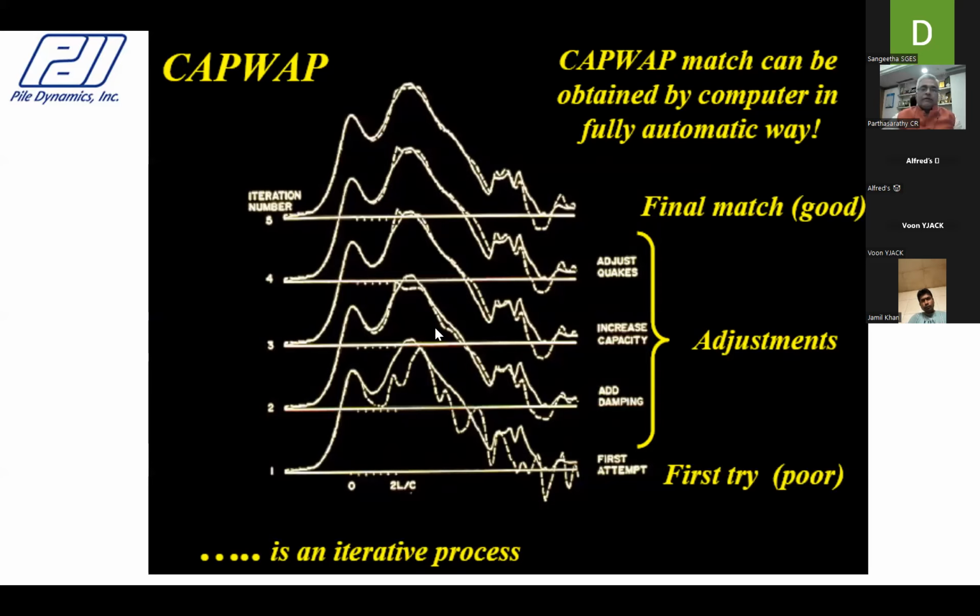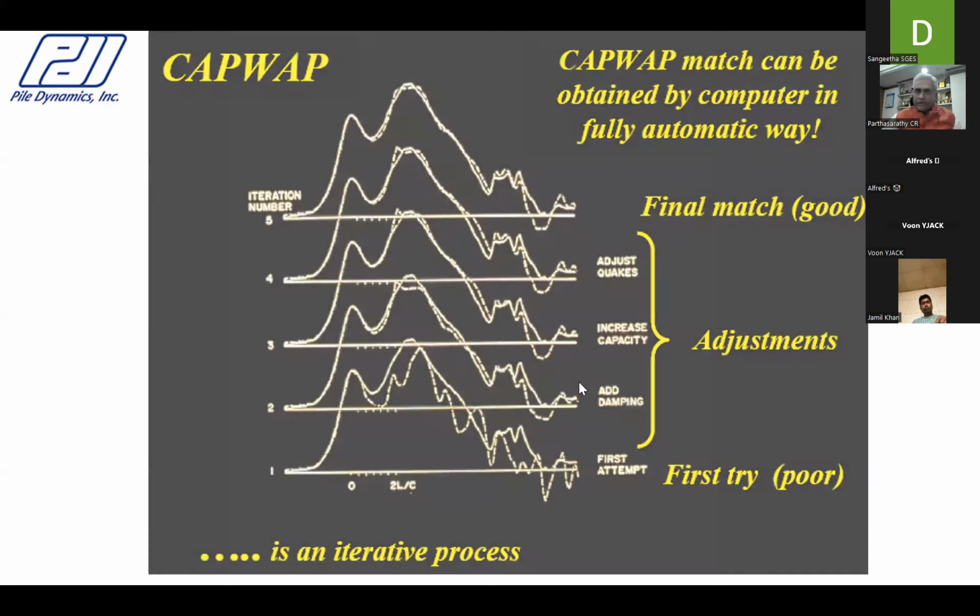So iteratively, you run the analysis to ensure that your computed and the measured signatures are exactly on top of each other. So then you have arrived at a solution. So go to the output, you get your total capacity, skin friction, and end bearing.